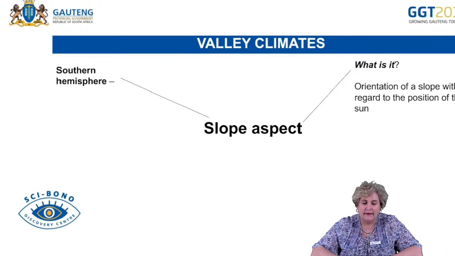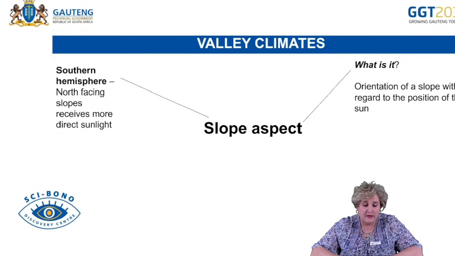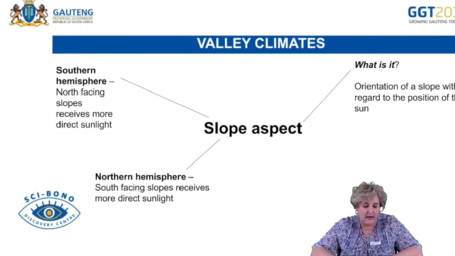We're going to look at the southern hemisphere because the sun's position in the southern hemisphere is different than it is in the northern hemisphere. Because in the southern hemisphere, our north-facing slopes receive more direct sunlight. That means those are your more popular slopes in the southern hemisphere. In the northern hemisphere, the opposite is happening. My south-facing slopes receive more direct sunlight.